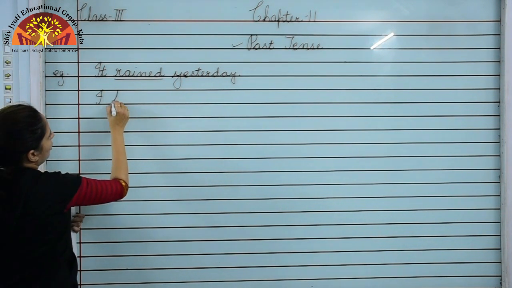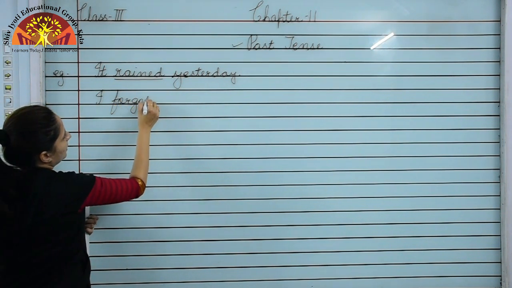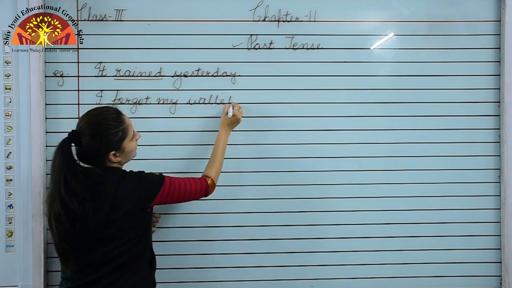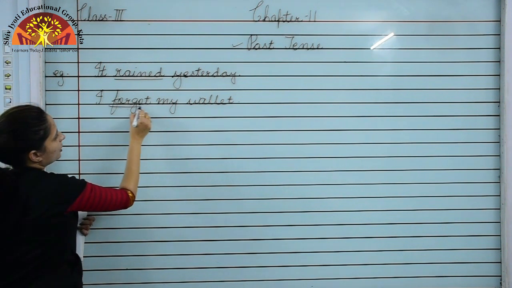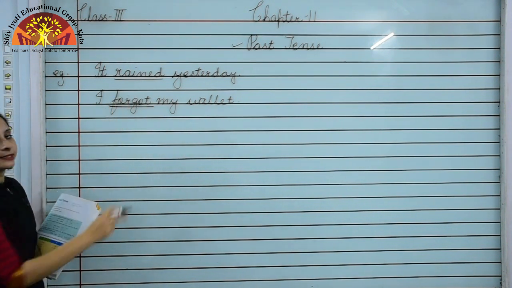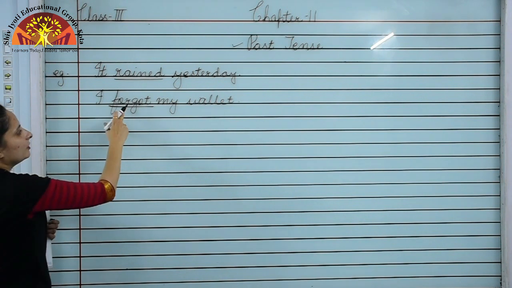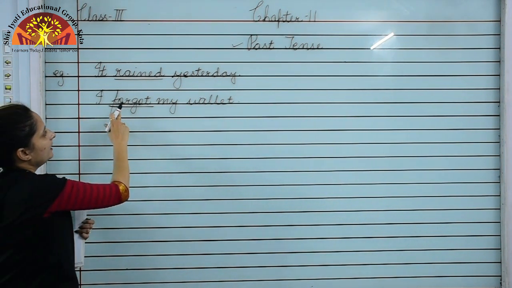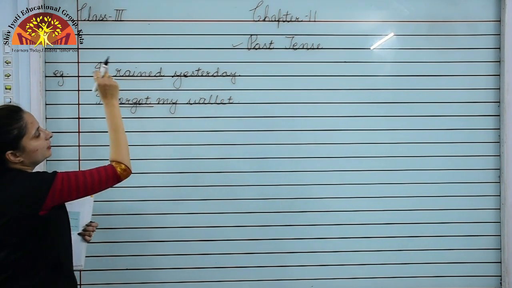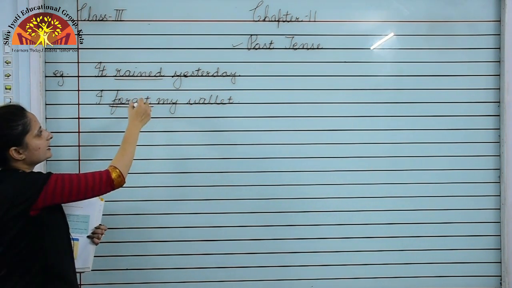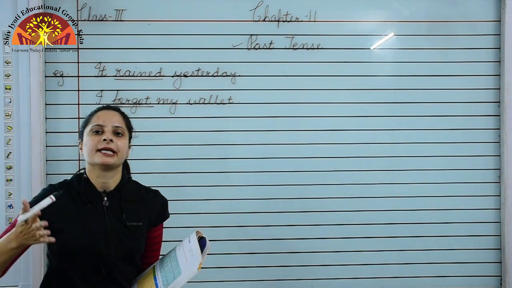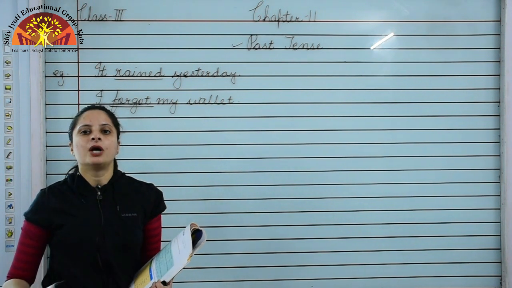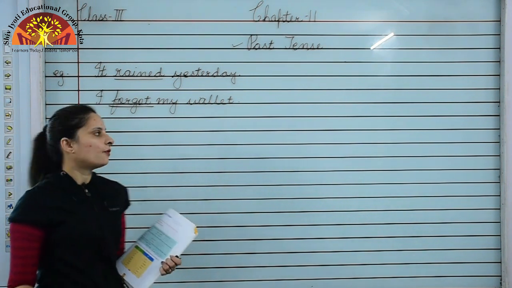I forgot my wallet. In this sentence, forgot over here is in past tense, and what will be the present? It's forget. And how have we changed the verb into its past form? By writing forgot, and over here we have written rained. So both of these sentences show that the action has already taken place in the past. Now we learn about a few ways of how to change the verbs into their past form.